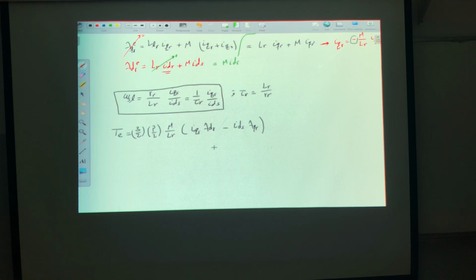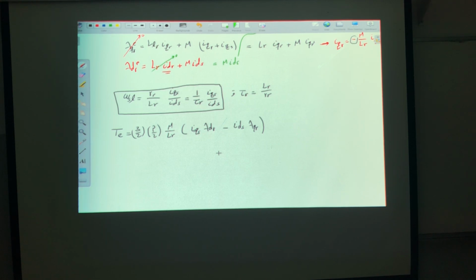Now I need to describe the torque in terms of what? Of the stator current and the rotor flux linkage. Why is this important for me? Because I'm having information for the rotor flux linkage. Lambda DR is equal to what? Lambda R. Lambda QR equal to what? Zero.